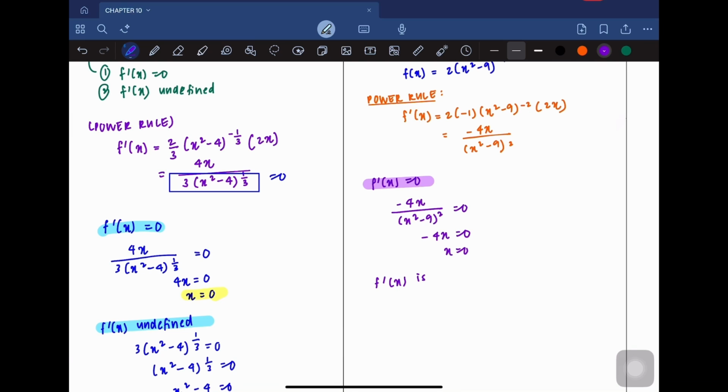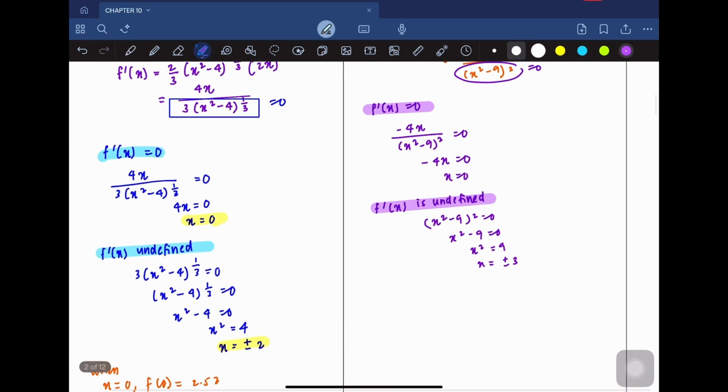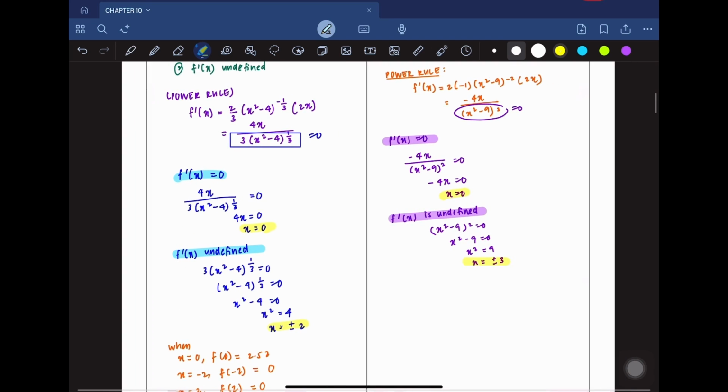And next one is when your f prime x is undefined. Okay. So remember like the previous question, macam mana nak jadikan dia undefined? Just jadikan the denominator is 0. So x squared minus 9 power 2 equal to 0. Square root both sides. We're going to have x squared equal to 9. So x sama dengan plus minus square root 9 is 3. Okay, so we have 3 critical number juga.